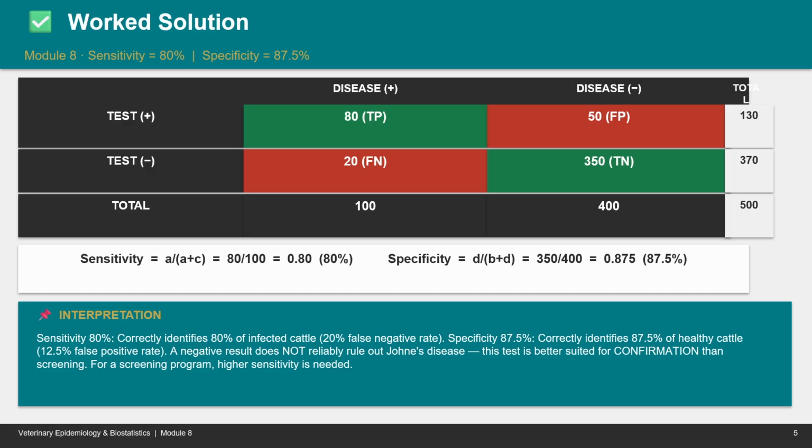Interpretation: the test correctly identifies 80% of infected cattle, but misses 20%, which is a meaningful false negative rate. The specificity of 87.5% is decent, meaning a positive result is fairly reliable. Overall, this test is better suited for confirmation than screening, because a negative result doesn't reliably rule out Johne's disease. For a screening program, you'd want higher sensitivity.